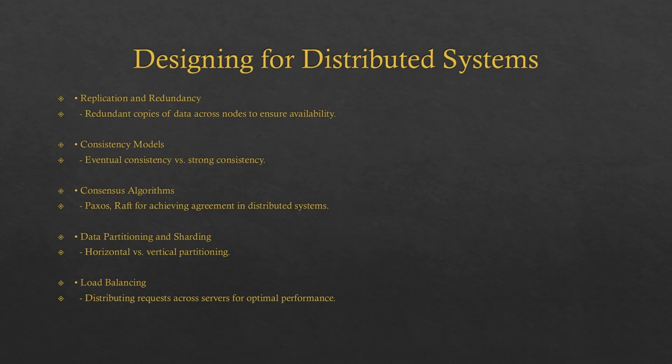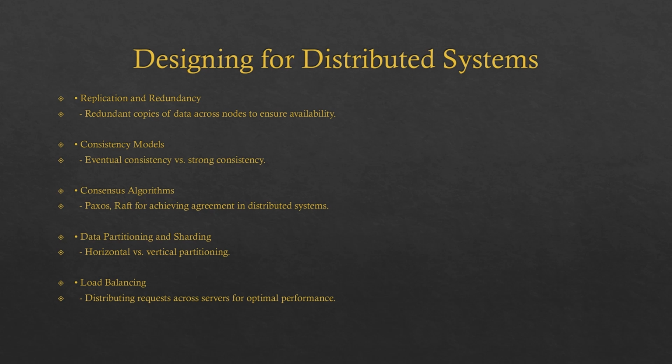Designing distributed systems requires strategies to handle challenges like network failures and scaling. Replication and redundancy. By creating multiple copies of data across different nodes, we ensure availability even in the event of a failure. Consistency models. Depending on the needs of the system, we can either opt for eventual consistency or strong consistency.